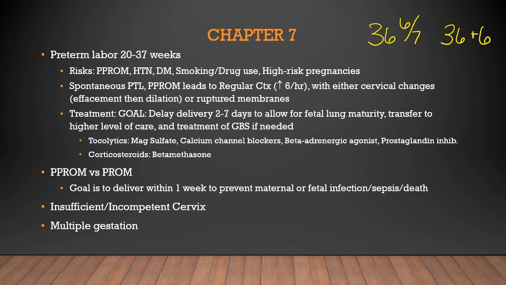Betamethasone is also given in 2 doses, 24 hours apart, and this is the steroid that helps improve fetal lung maturity. We can also try calcium channel blockers such as nifedipine or beta agonists such as terbutaline, and even some prostaglandin inhibitors such as indomethacin can help in the short term delay preterm birth for up to 48 to 72 hours.